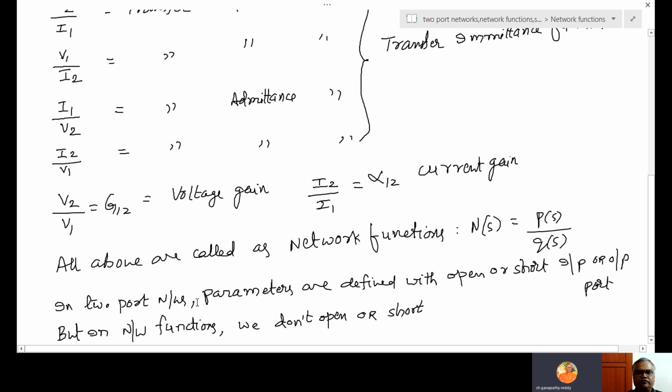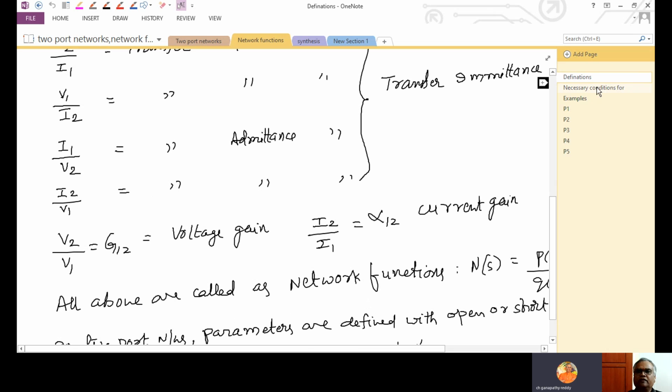Now in two-port networks, parameters are defined with open or short input or output port. But in network functions, we don't open or short. This is what I explained already. That is the basic difference between network functions and two-port networks. So this is the basic definition.